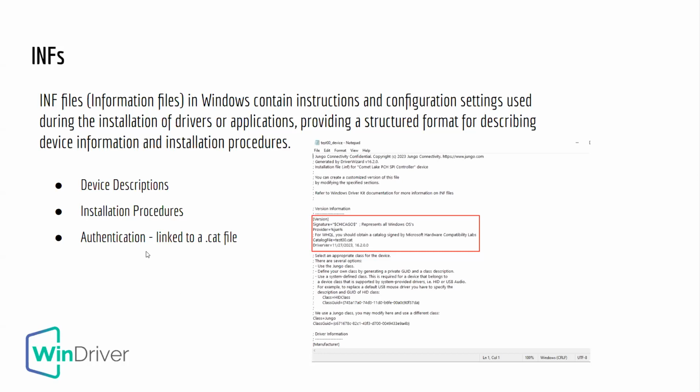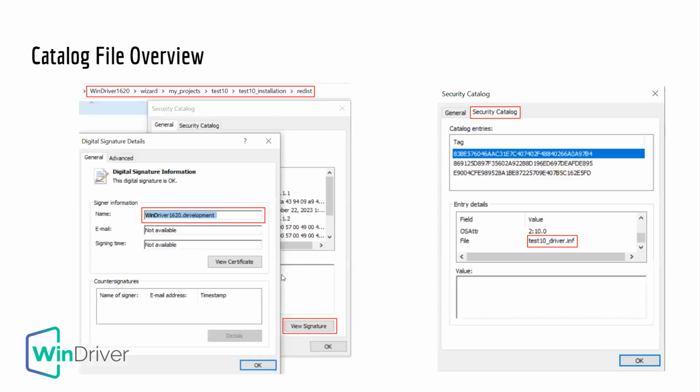The authentication, as I said, is linked to a catalog file. If we look at the catalog file, you can see it here. It includes a signature. You can see the signature, the signer information. In this case, it's WinDriver 16.2.0 development. In the general tab, and in the security catalog tab, you can see the hash and the INF related to this catalog file.